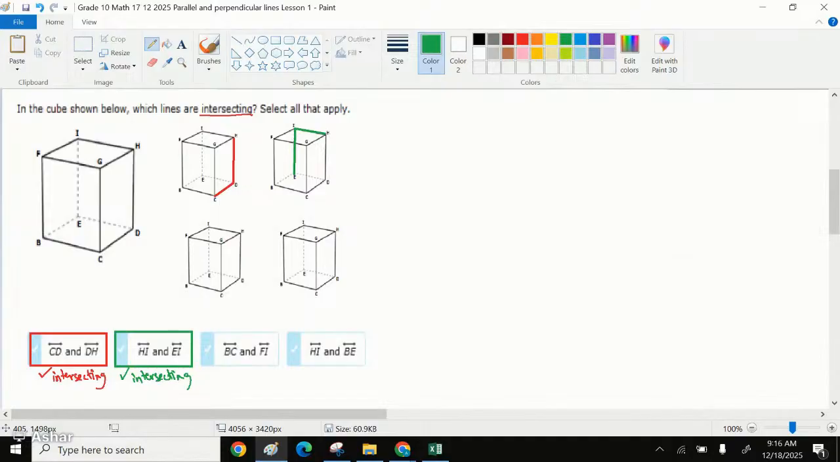Moving on further, let's look at the next example. B and C, F and I. Where can we find B and C? There is B and this is C. That means this is BC. And F and I would be this line. So not intersecting.